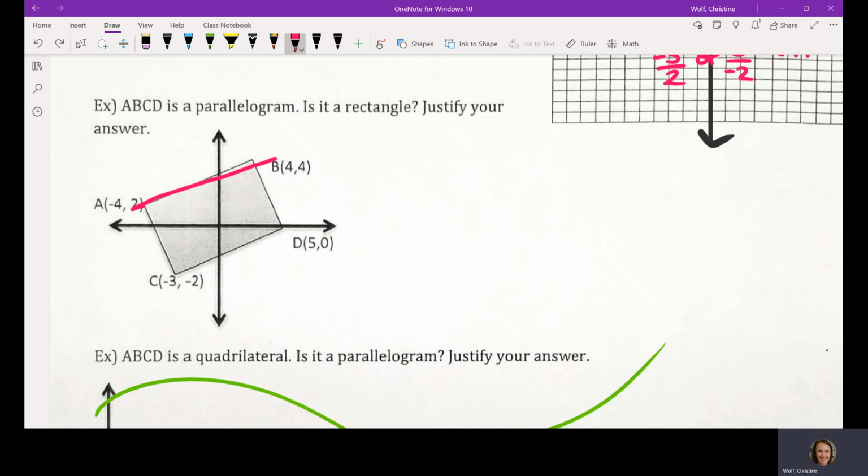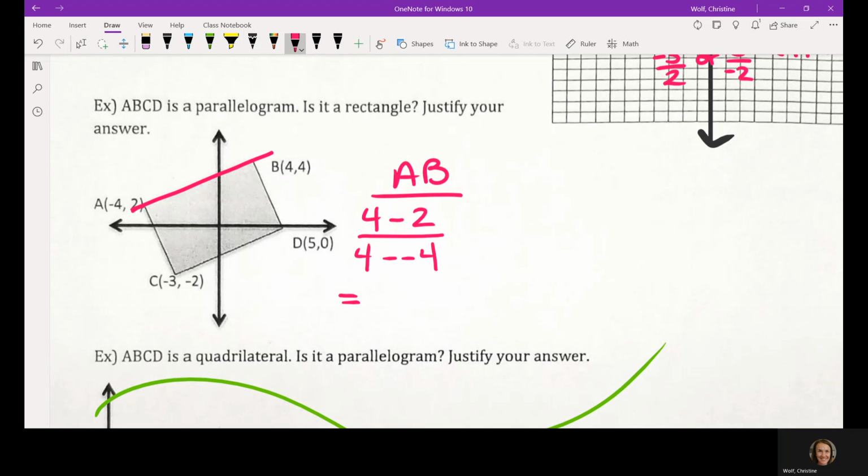Okay, so I'm going to first start with this guy right here. I'll find the slope of AB first. So I use that formula, okay? The formula says y2 minus y1 divided by x2 minus x1. And that would be 2 over 8. 4 minus 2 is 2. 4 plus 4 on the bottom is 8. We reduce that to 1/4. So there's my slope of AB.